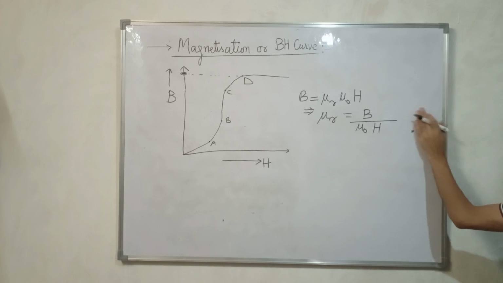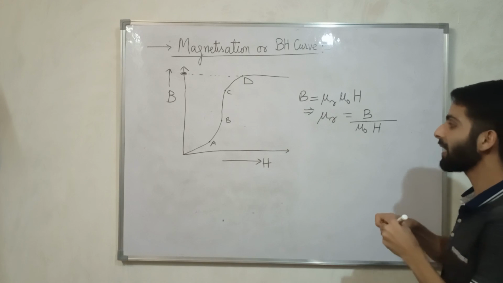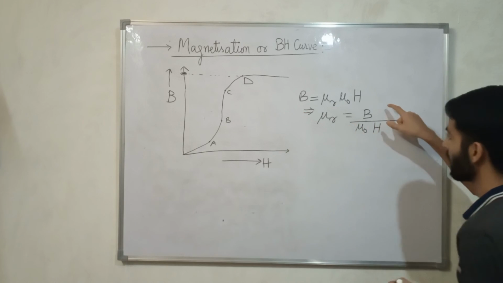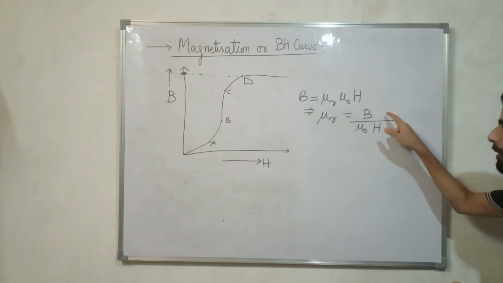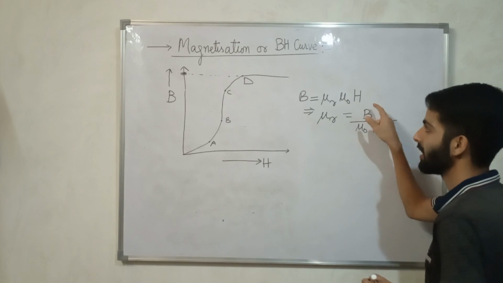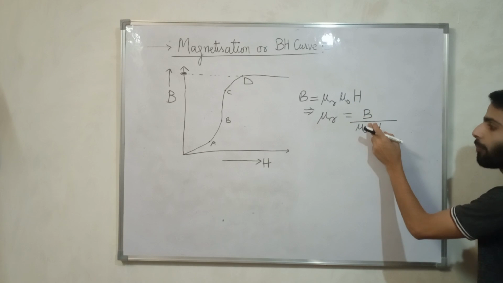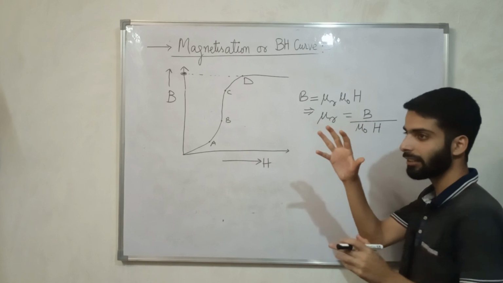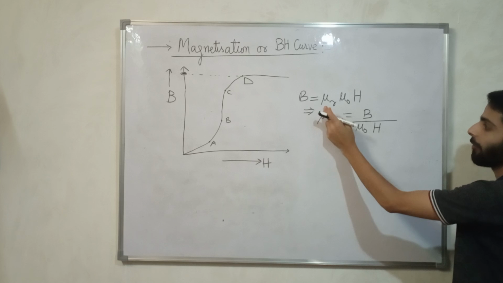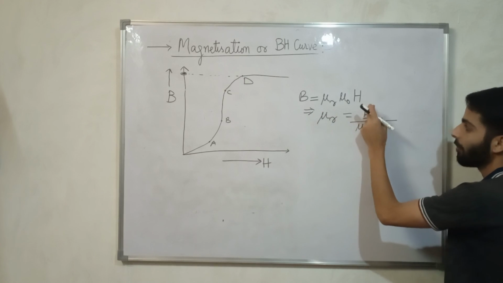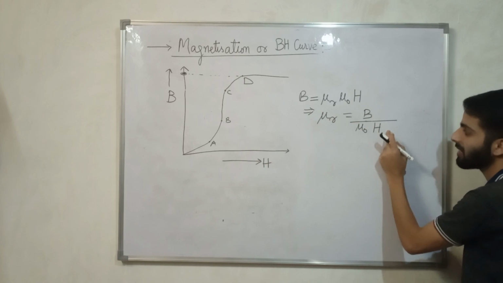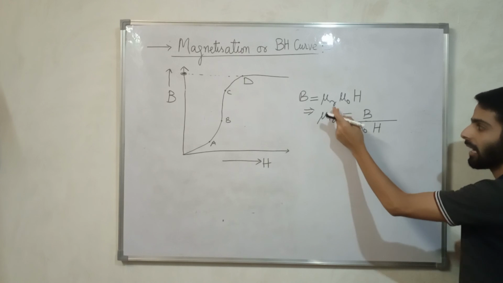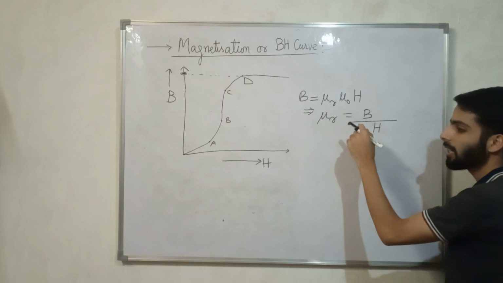So what do we infer from here? Mu r, or relative permeability, is not fixed. It is dependent upon the magnetic flux density B and magnetic field strength H. If we don't limit the strength of the magnetic field, then the value of mu r will gradually decrease, because B is fixed and H is increasing. The numerator is fixed and the denominator is simply increasing. That will cause the net value to decrease.